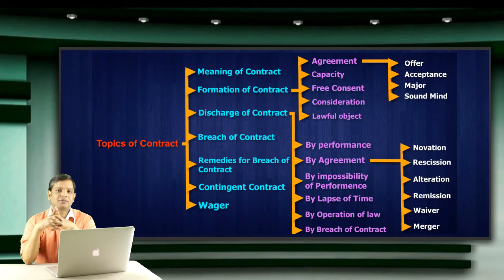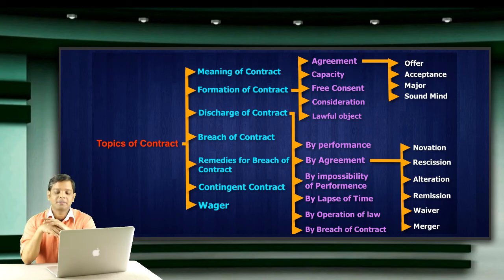So what is the meaning of rescission? Rescission means simply revocation, cancellation of an order or agreement. So with mutual agreement, both the parties can terminate the contract, that is through rescission. Next one is alteration. Of course, with mutual agreement, both the parties can alter part of the contract.